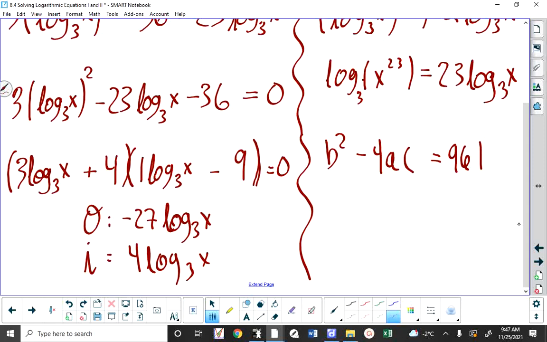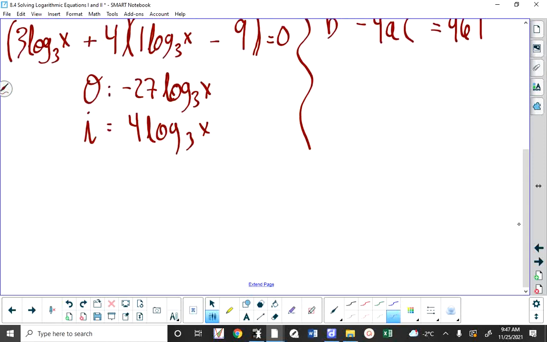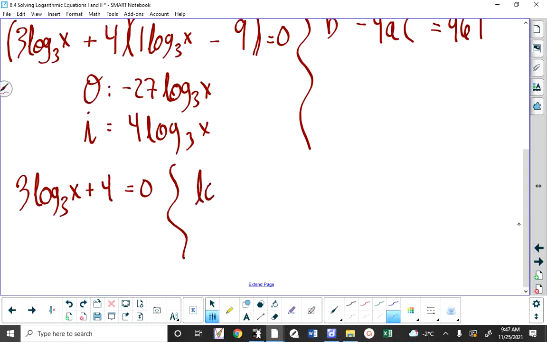And now what you're going to do is set each of those logarithms equal to 0. So we will have 3 log base 3 of x plus 4 equals 0. We're going to have log base 3 of x minus 9 equals 0. To get x by itself, what we have to do is rearrange the logarithm to get the log base 3 of x by itself, and then write it in exponential form.